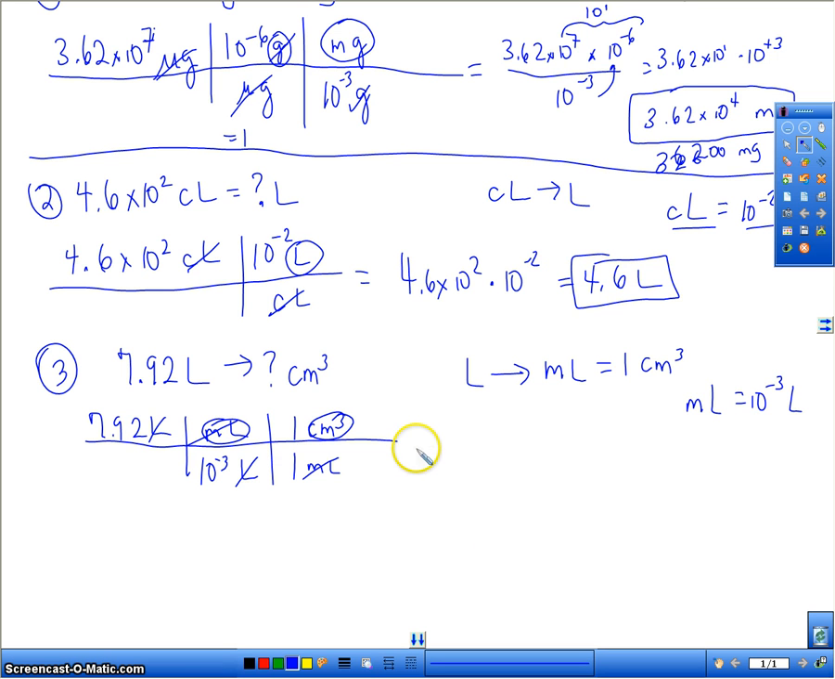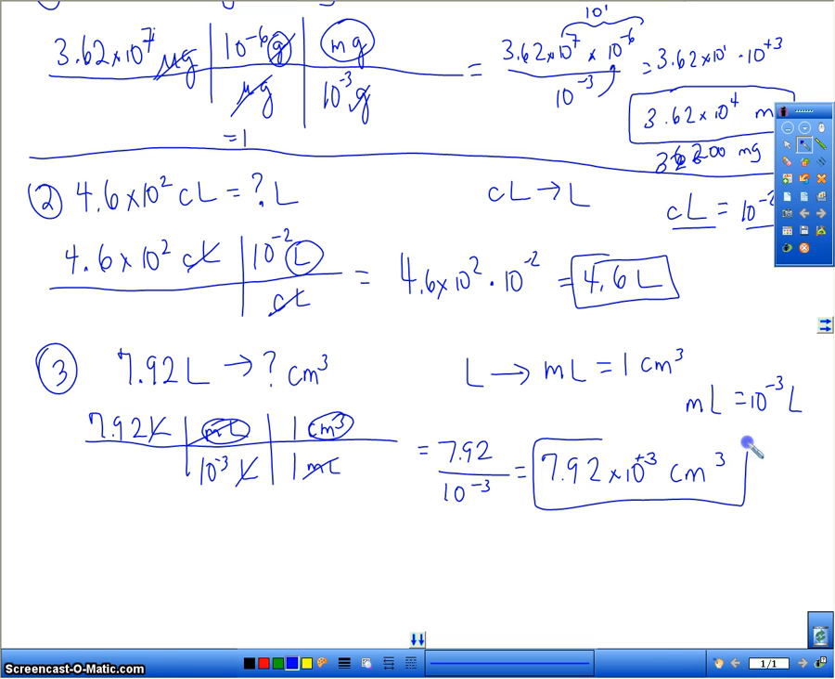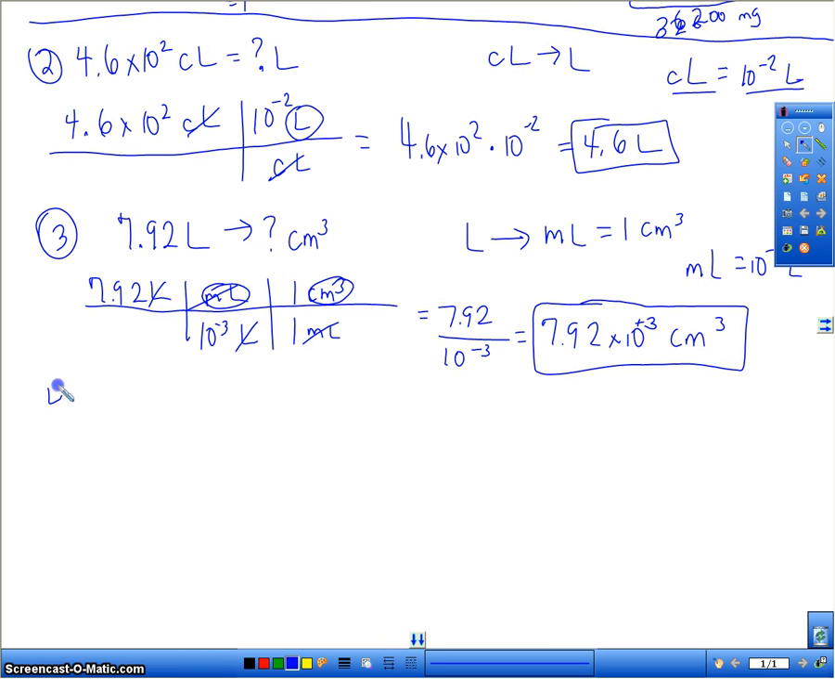So now I need to just do 7.92 times 1 divided by 10 to the minus 3 times 1, which is going to be 7.92 times 10 to the third, because the minus 3 will come up to the top and it'll become a positive 3. And that's going to be centimeters cubed. And that's our answer. Okay, I'm going to do another one. This one is going to be an area one. 9.96 miles squared is how many meters squared?